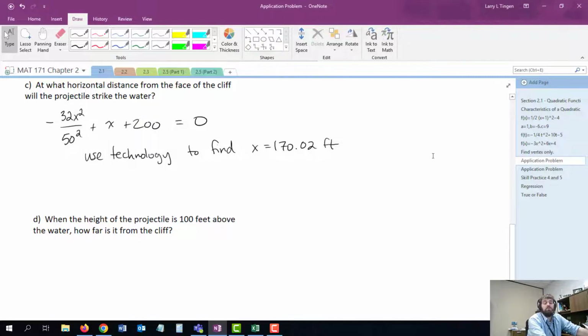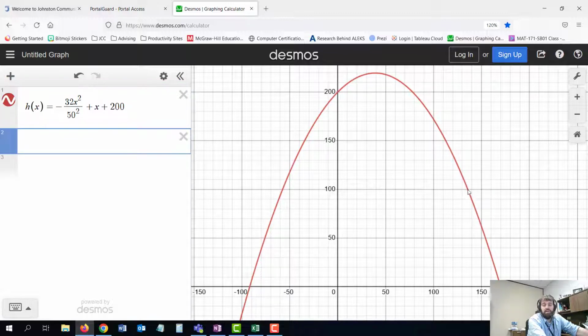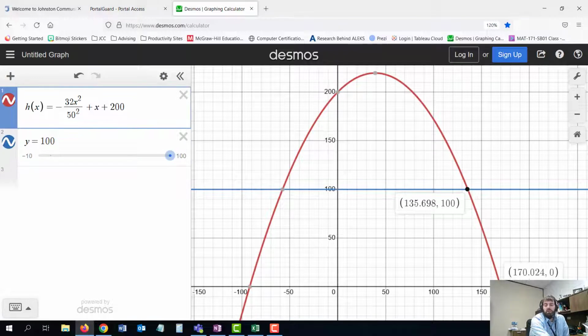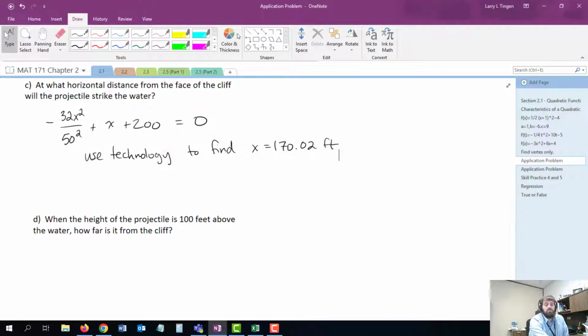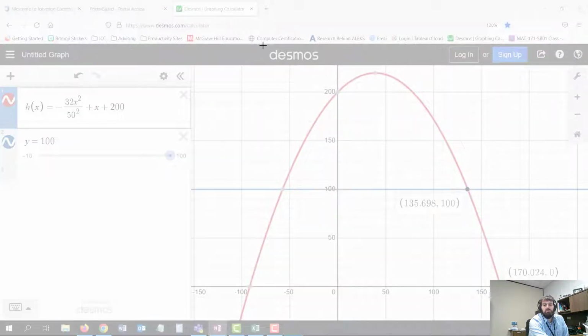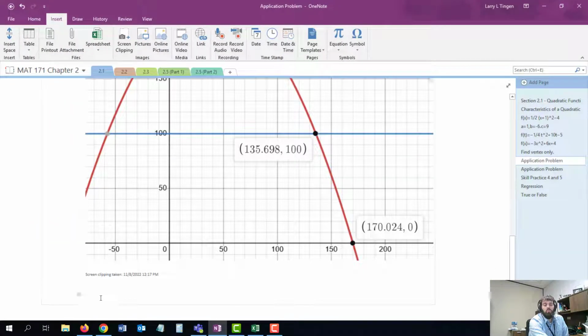And now the interesting one, when am I 100 feet off the water? How far am I? So let's go back to Desmos and let me show you a nice trick. I remember how I couldn't get this to land on exactly 100. What I'm going to do is create a horizontal line at y equals 100, and then find where they intersect. They intersect at 135.698. So let me put both of those points on here, and then let's take a little snapshot. That would be super helpful to insert in. So we'll take a little screen clip here from Desmos, and then that'll let us know where we got these answers from.